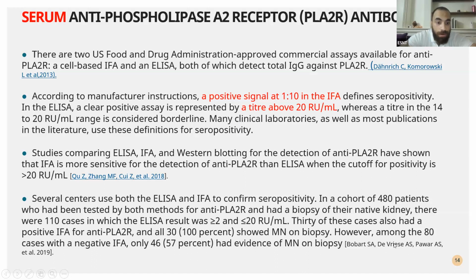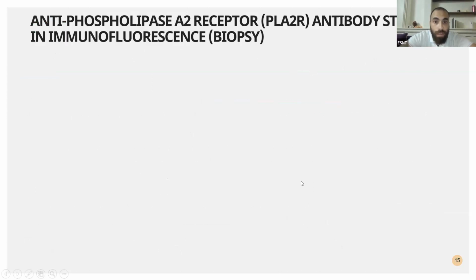However, there are 80 cases, which is considered 57%, with evidence of membranous nephropathy positive in the biopsy but still negative in the serum. So again, biopsy is still the gold standard for diagnosis, and there are some cases which showed negative anti-phospholipase in the serum, but the diagnosis is still anti-phospholipase primary membranous.